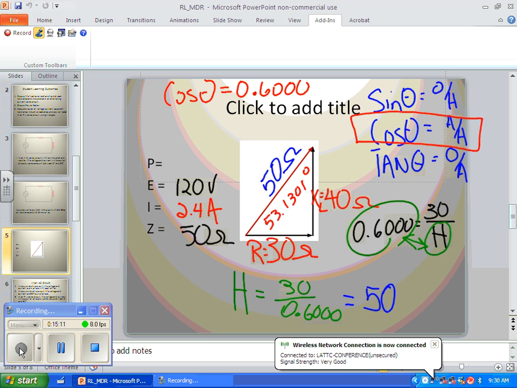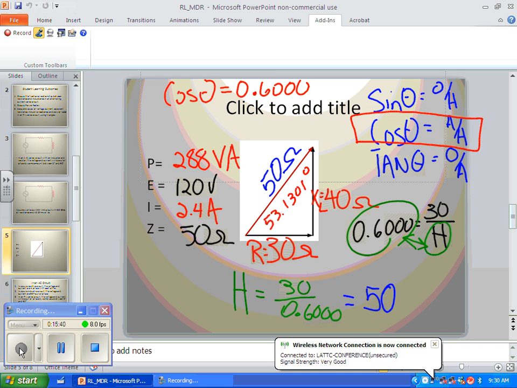Oh, wait a minute. That is something else we want to find out. What's in our calculator right now? 2.4. Now hit times 120 equals, say again, 288. Now is that watts? No. Nope, that's volt amps.